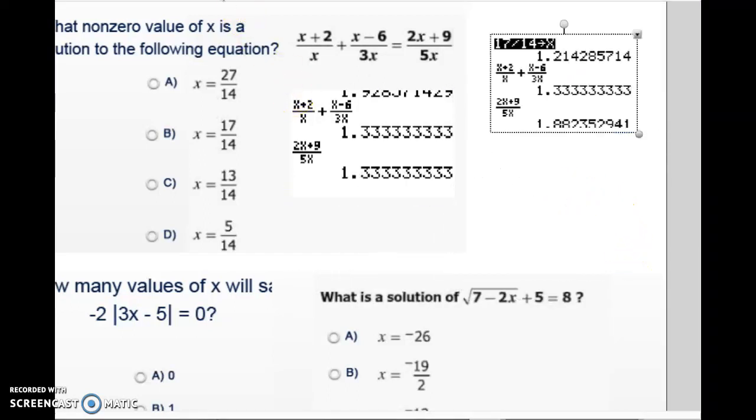So just to summarize here, the correct answer is definitely A, because our calculator showed us that. B doesn't work. If you went through and tried these, you would see C and D also don't work.